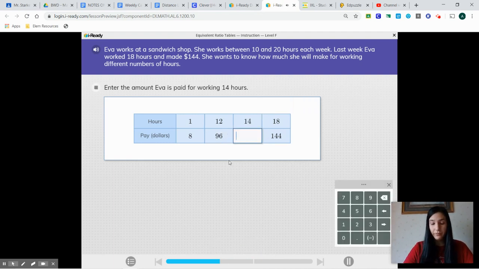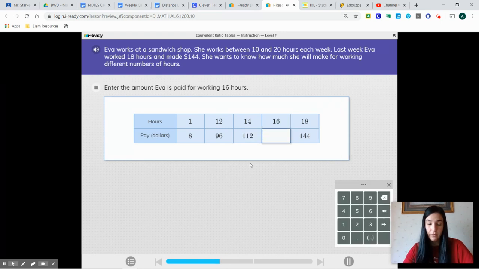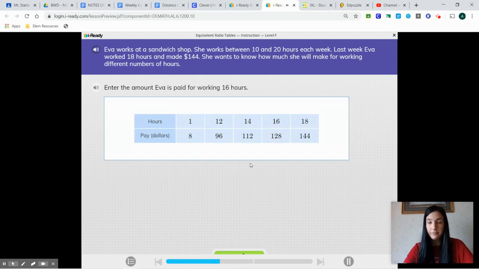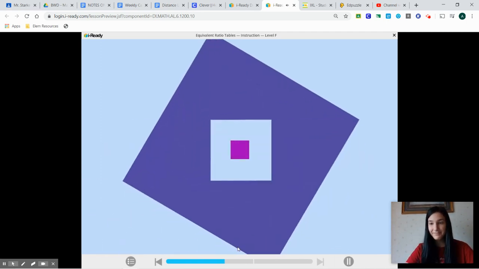Enter the amount Eva is paid for working 14 hours. So now we're going to do 14 times 8, which should give us $112. Enter the amount Eva is paid for working 16 hours. And 16 times 8, which I'm going to use my calculator for, is $128. And that's our ratio table.